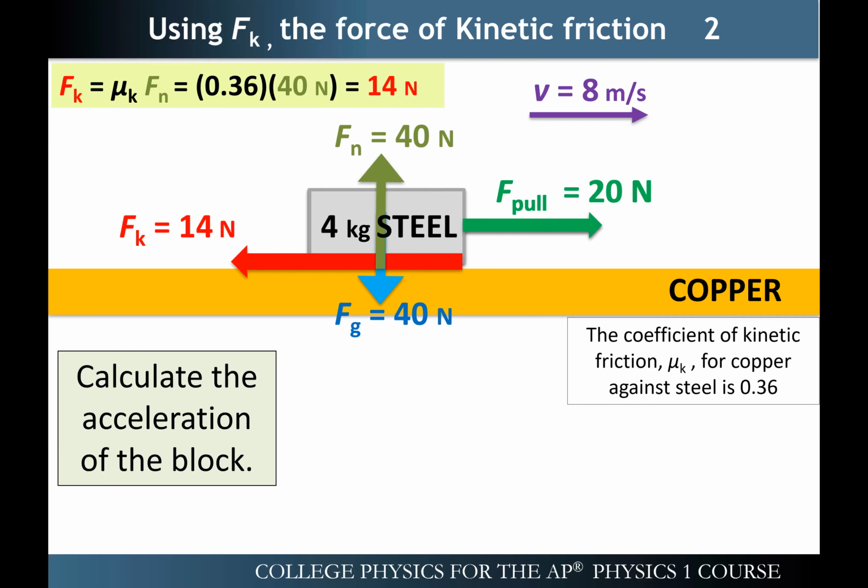So when we think about net force, we want to look at vertical independently and horizontal independently. Vertically speaking, we can see that those forces cancel, so there's no vertical acceleration. Horizontally speaking, they do not cancel, so we should have a horizontal acceleration, which would be the net acceleration since all the vertical forces cancel out.